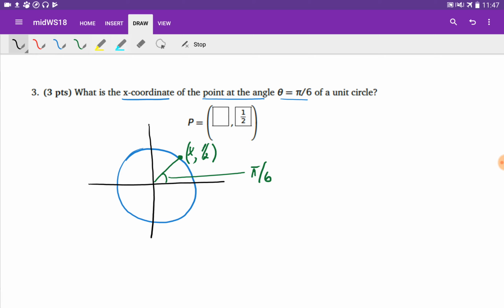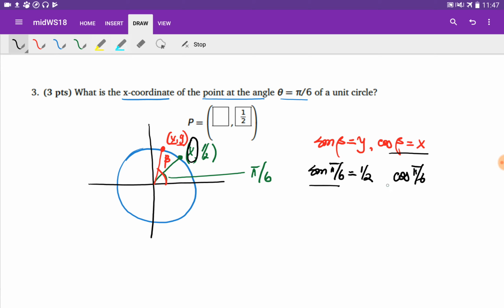So please note that on the unit circle, if you are given some point, any point here with the coordinates x and y, and if you draw an angle, let's say beta, the sine of this angle is going to give you the y coordinate of this point, and the cosine of this angle beta is going to give you the x coordinate of this point. So let's calculate this. So sine of pi over 6 is going to be 1 over 2, right? So in order to find the x coordinate of this point, I need to find the cosine of pi over 6. So the cosine of pi over 6 is going to give me the x coordinate of the point on the unit circle. So this is going to be square root of 3 over 2.